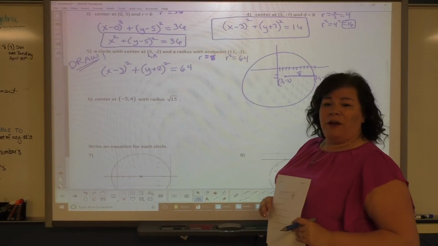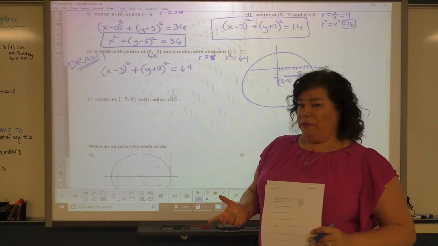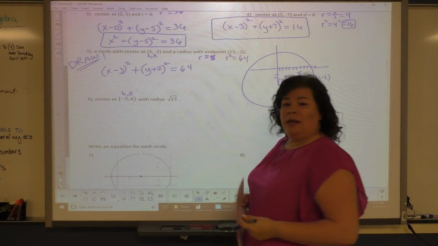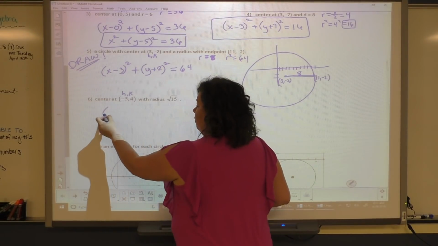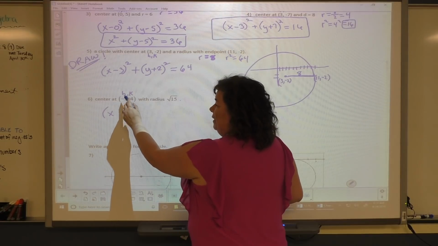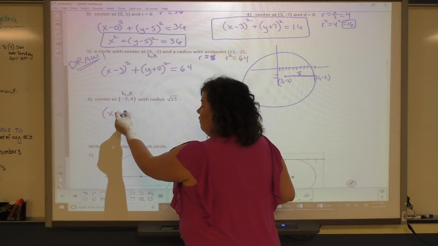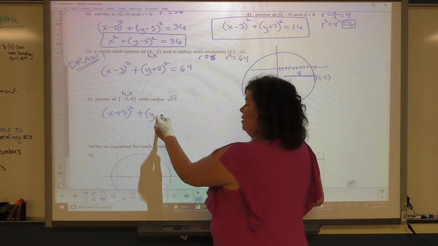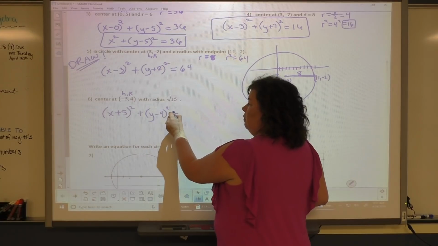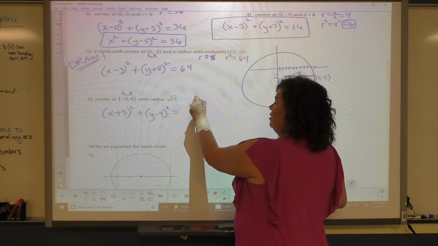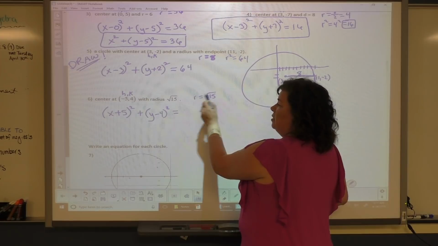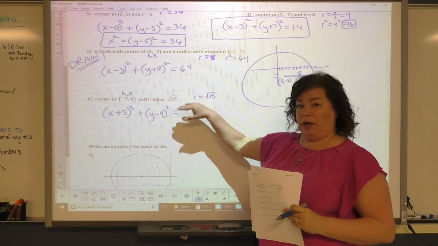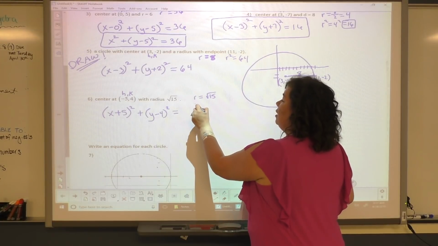Next, center at -5, 4 with a radius of the square root of 15. All right, so we know this is h, k, and we're going to go ahead and write our standard form of an equation. X minus -5, again, is plus 5 quantity squared, plus y minus 4 quantity squared, equals our radius squared. Well, let's write this out. They're telling us that the radius is the square root of 15, and for this equation of a circle, we need radius squared. So we've done this plenty of times.